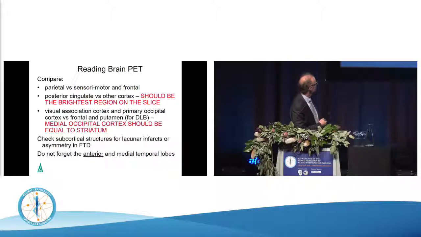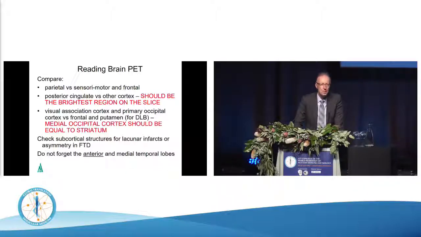Also, you tend to see some asymmetry and involvement of the anterior striatum in frontotemporal dementia. So the caudate nucleus and anterior part of the putamen often go down in frontotemporal dementias, and they may do it asymmetrically. And if they're also asymmetric, it points to another condition, corticobasal degeneration.